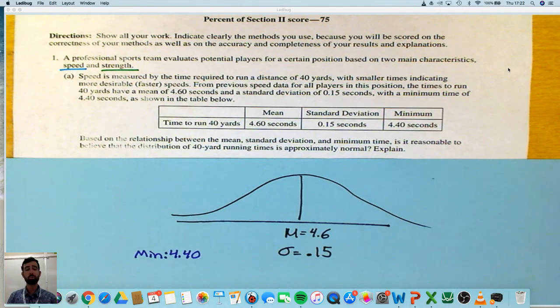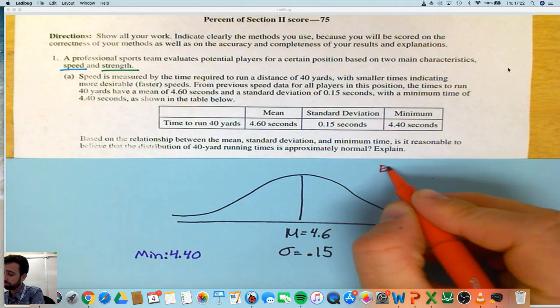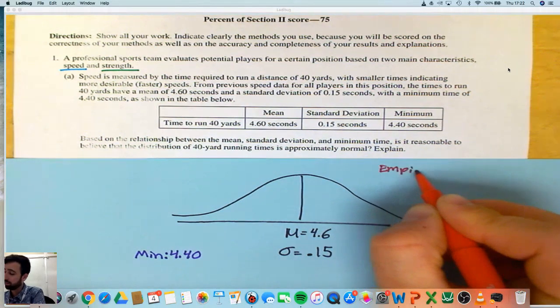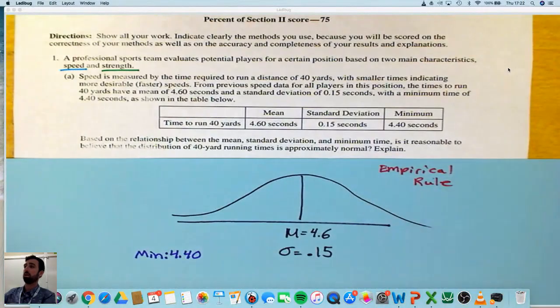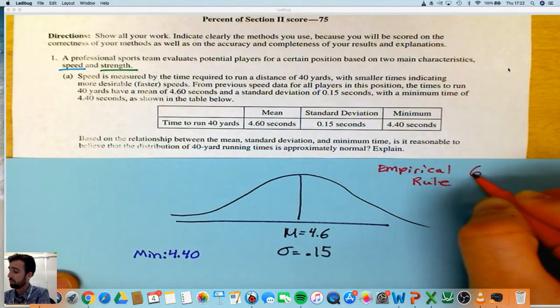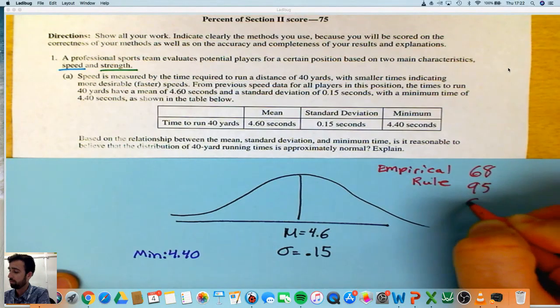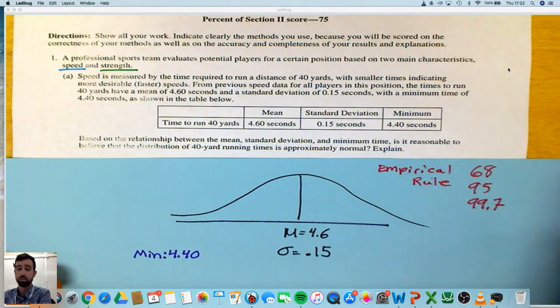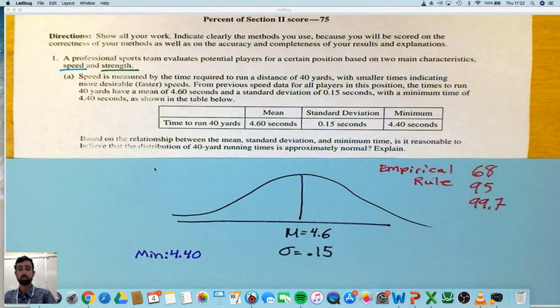Now remember, your minimum should be a very, very extreme number. So if we use the empirical rule, that will help us determine if this is normal. The empirical rule is the same as the 68, 95, 99.7 rule.